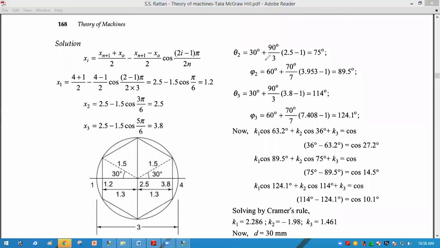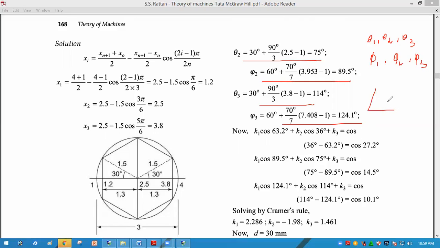So here the theta 2 value and phi 2 value have been found, and the theta 3 and phi 3 values have been found. Now we have the three input position angles theta 1, theta 2 and theta 3, and the three output angles phi 1, phi 2 and phi 3. With this alone we cannot construct the mechanism. We need the length of each link.